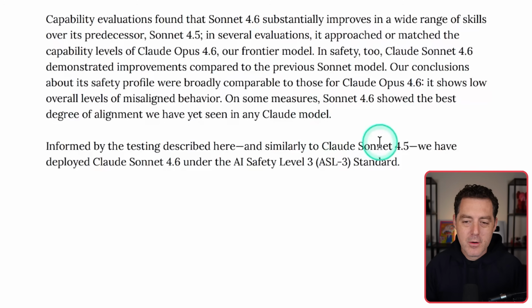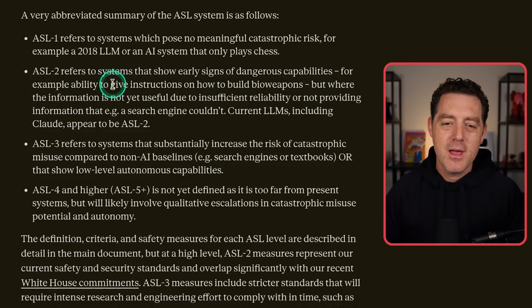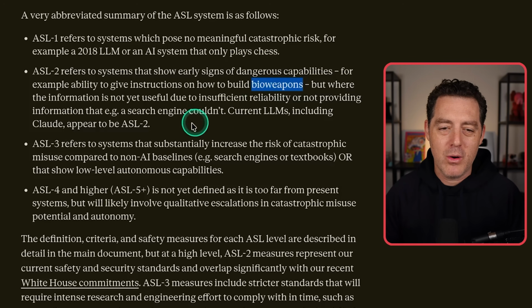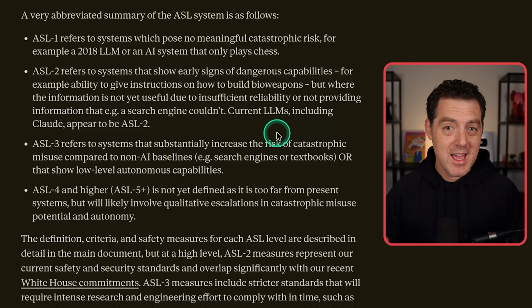So looking at the model card, they have deployed Sonnet 4.6 under AI Safety Level 3. ASL-1 refers to systems which pose no meaningful catastrophic risk. ASL-2 refers to systems that show early signs of dangerous capabilities, for example, the ability to give instructions on how to build bioweapons. ASL-3 refers to systems that substantially increase the risk of catastrophic misuse compared to non-AI baselines like a search engine or a textbook. ASL-4 and 5 plus are not yet defined. Okay, so it is in ASL-3.